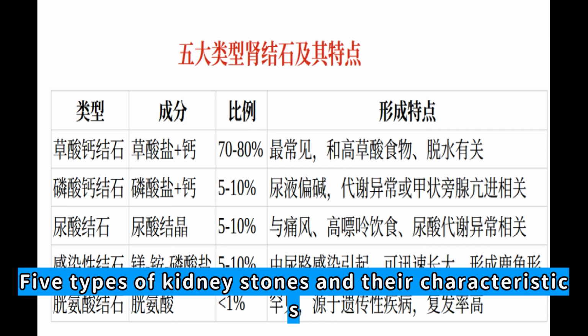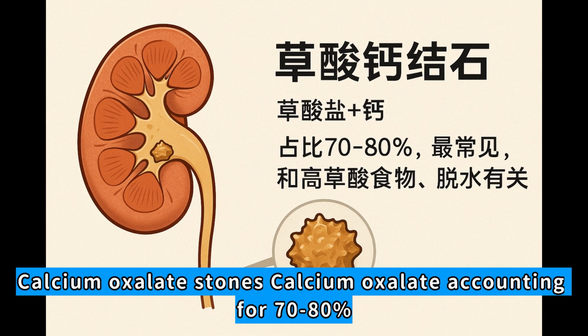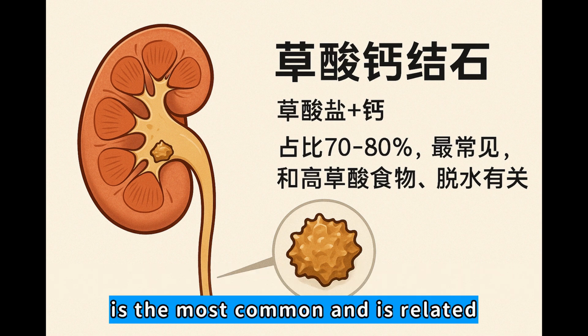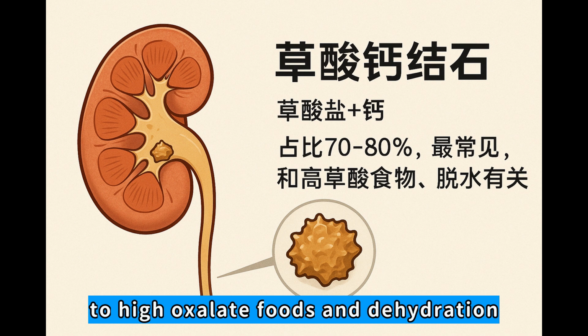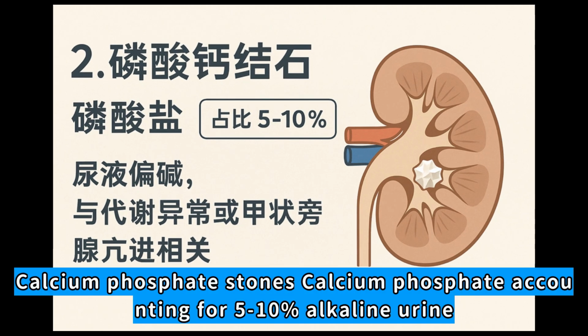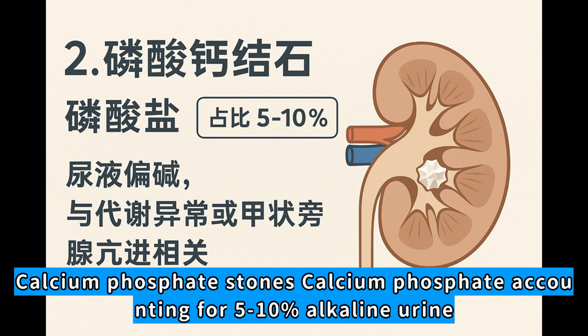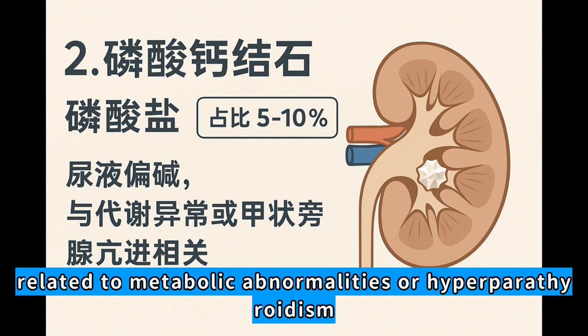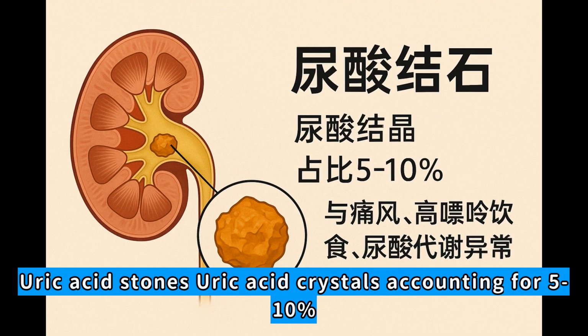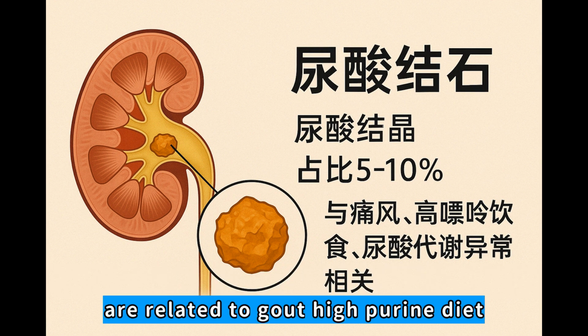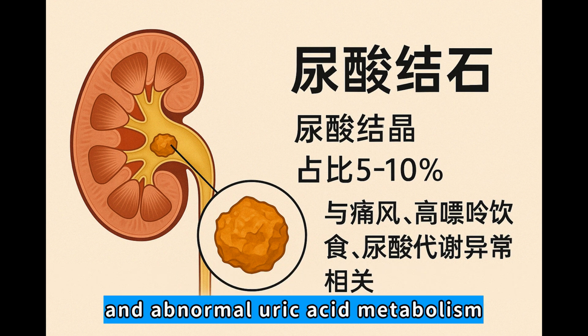Part 2. 5 types of kidney stones and their characteristics. 1. Calcium oxalate stones. Calcium oxalate, accounting for 70–80%, is the most common and is related to high oxalate foods and dehydration. 2. Calcium phosphate stones. Calcium phosphate, accounting for 5–10%, alkaline urine, related to metabolic abnormalities or hyperparathyroidism.